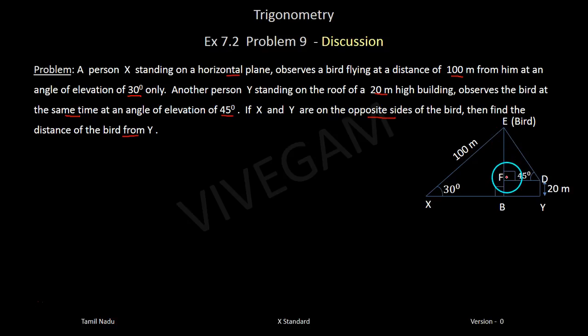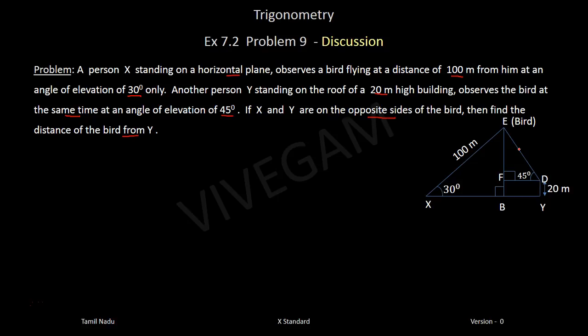Then you take this triangle EFD. Sine 45 is opposite, which we just now calculated, divided by hypotenuse. What is the hypotenuse? This is the distance we want to calculate. Sine 45 is known, this is known, which means this can be calculated. So this is how this problem will be solved.